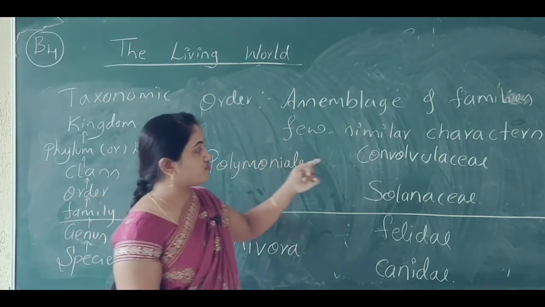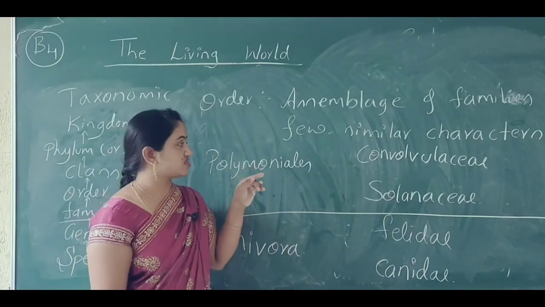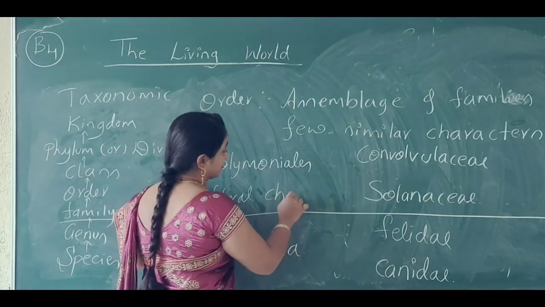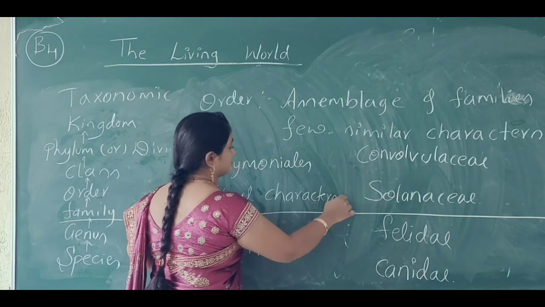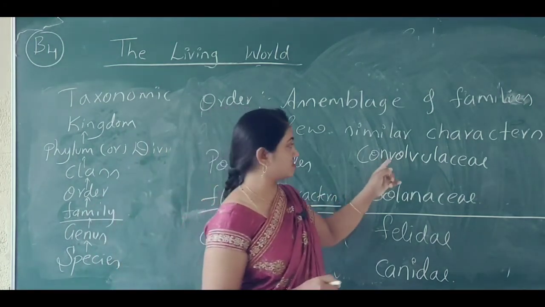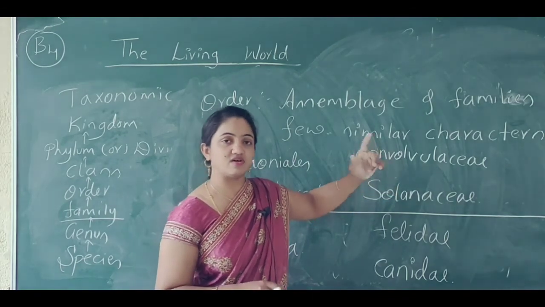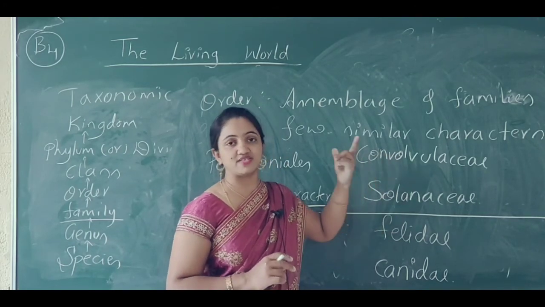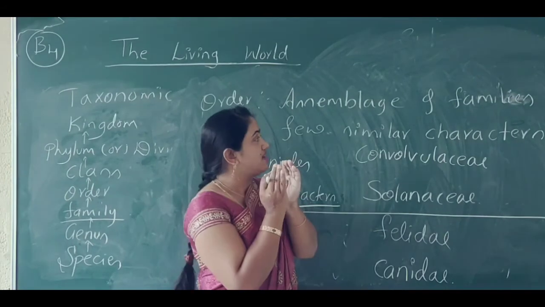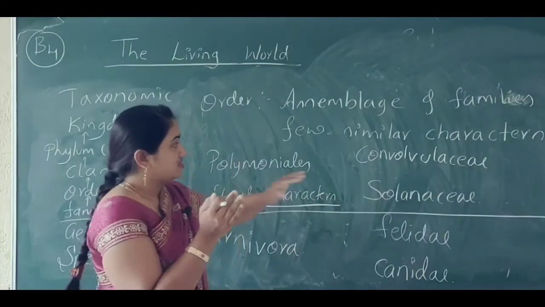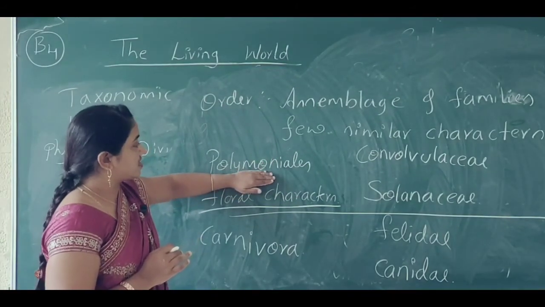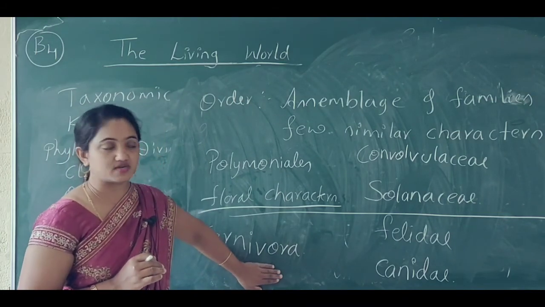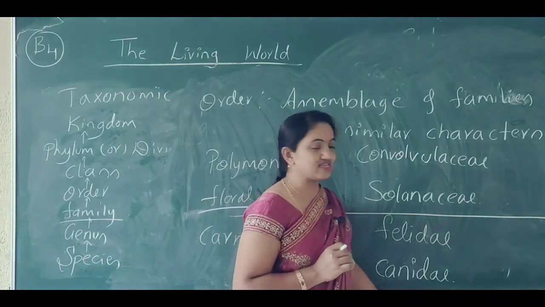On what basis? Convolvulaceae and Solanaceae both fall under the same order based on the floral characters. Convolvulaceae has a similar character of flower to this family. Because they have only that much similarity, a lesser number of similarities, they both come under the same order, Polymoniales. Okay, so Carnivora, this is the order. It includes Felidae and Canidae.